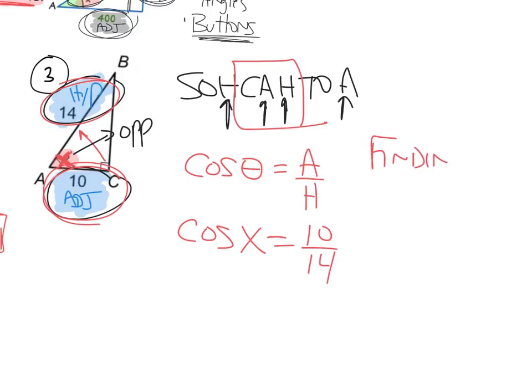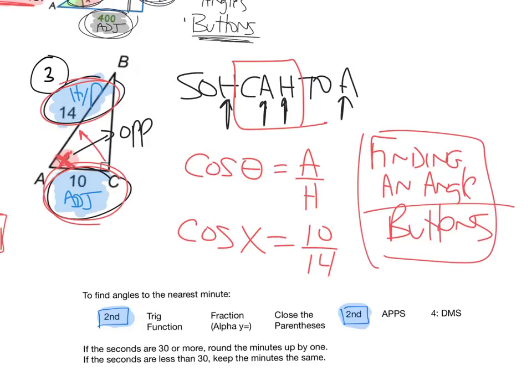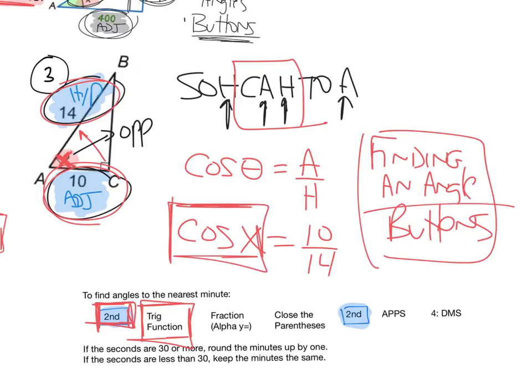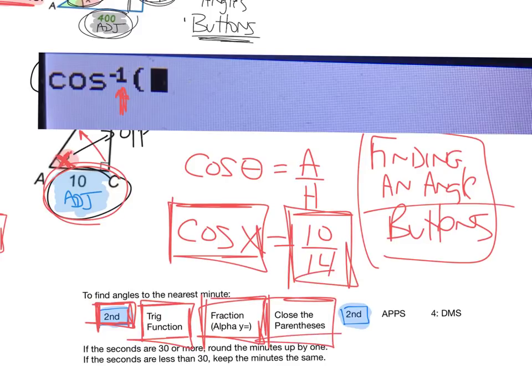Here we're finding an angle, so we're going to go through the button sequence to calculate what our angle is. When you're finding an angle, you always press the second button first, and then your trig function. So here, since we're using cosine, we're going to press second and then cosine. Always make sure when you're finding an angle, you see the -1, the inverse cosine notation there. We'll enter our fraction, which is 10 over 14, and then close the parentheses.